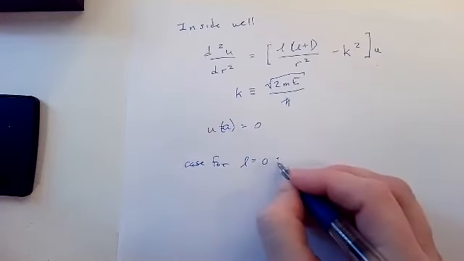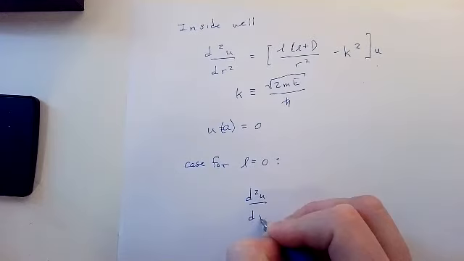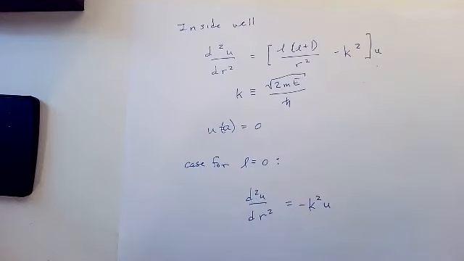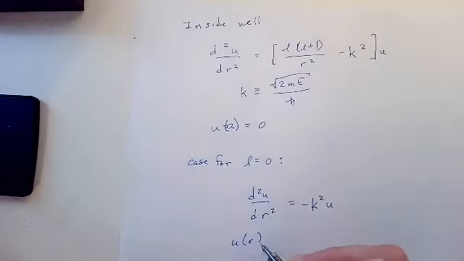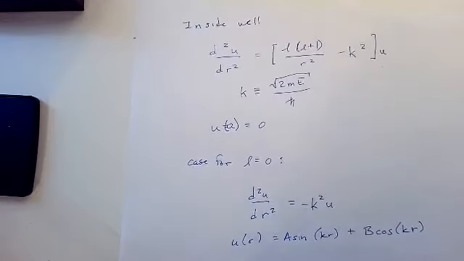So that case for L equals 0 tells us that the differential equation looks like this, which means the solution to that differential equation looks like a sine and a cosine. Right, so that would be a solution to that differential equation.